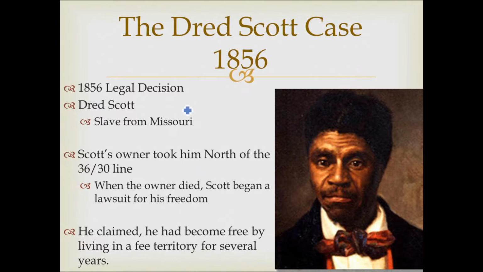This is an 1856 legal decision, and it involved Dred Scott, who was a slave from Missouri. This is him pictured at the right. Now, Scott's owner at one point took him past that 36°30′ line. That owner eventually is going to die, and because of this, Scott is going to begin the process of a lawsuit that sues for his freedom. His argument is going to be that he was taken north of that 36°30′ line into free territory and was therefore free. We have a typo down here. Cross that out and make sure that you recognize it is free.